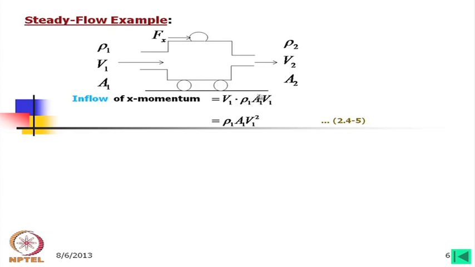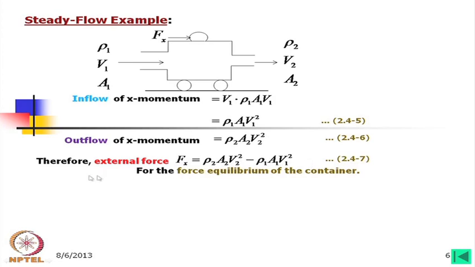Is it clear? This is the volume flow rate with the velocity. So, we get this is the x momentum. Similarly, outflow we get rho 2 A2 V2 square. Now, equating, we get the external force Fx is equal to rho 2 A2 V2 square minus rho 1 A1 V1 square. This means that we have to apply this force for the equilibrium of this body.